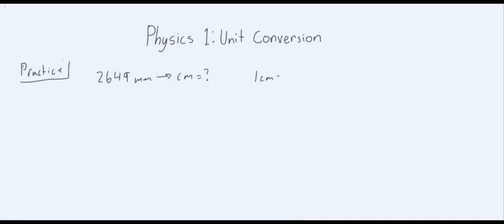So we know that 1 centimeter equates to 10 millimeters. And with this understanding, we can basically take our original number, 2,649, and divide it by 10 to get our answer in respect to centimeters. And all we'd really need to do is simply move over the decimal place by 1. And this would be our answer in centimeters. Not bad.